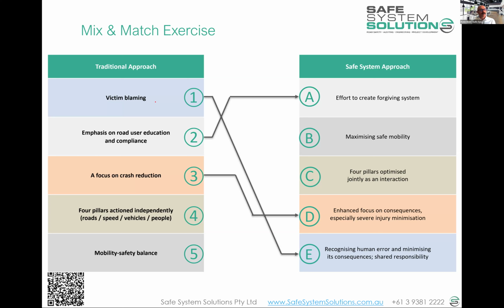It used to be, for the bulk of my career, what is going to cause a crash here? But now it's flipped. Four pillars actioned independently to this. Four pillars optimized jointly as an interaction. They are very interacting elements. And a mobility safety balance, finding that just right point, saying we need to understand safe mobility and we need to maximize it.